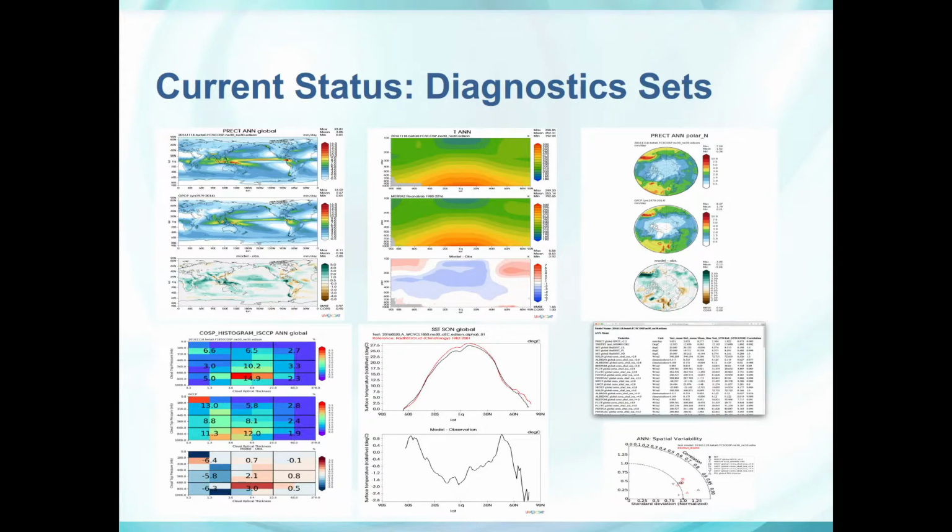Here are shown example results from the currently available diagnostics sets. Each three-panel plot shown here consists of test data, reference data, and difference data. We currently have latitude-longitude maps, zonal mean 2D plots, polar plots, COSP simulator plots for diagnosing cloud fraction, zonal mean plots, tables to summarize metrics, and Taylor diagrams are also provided.